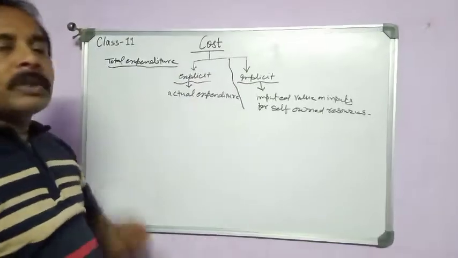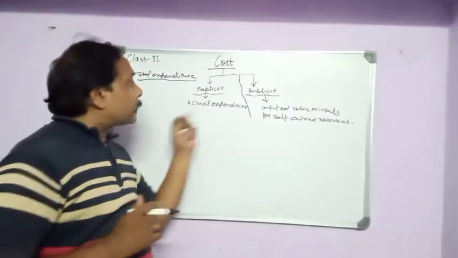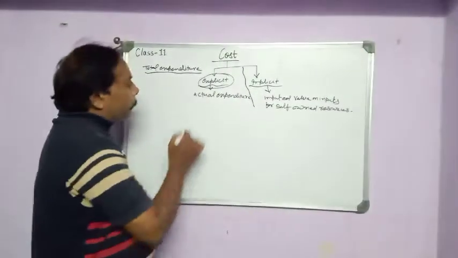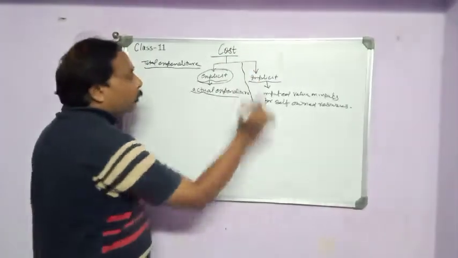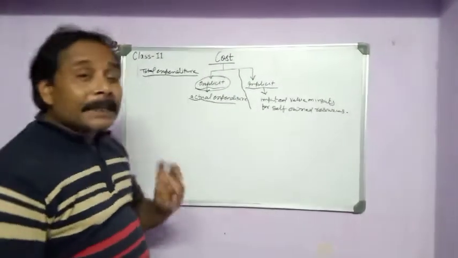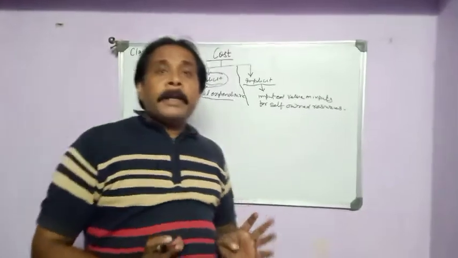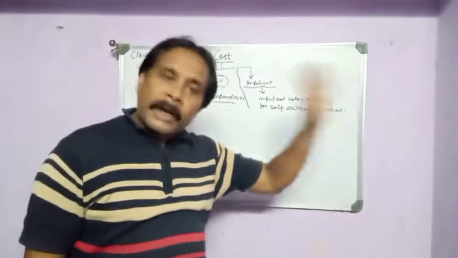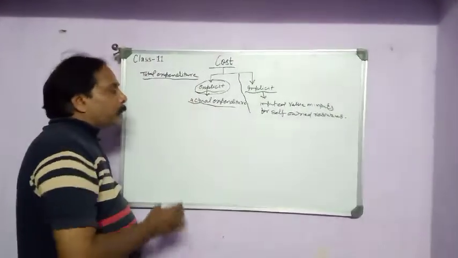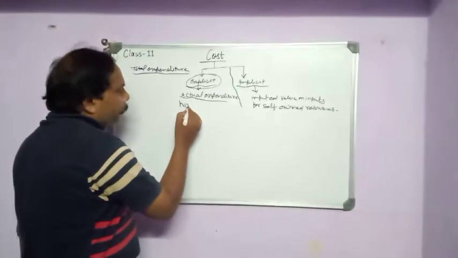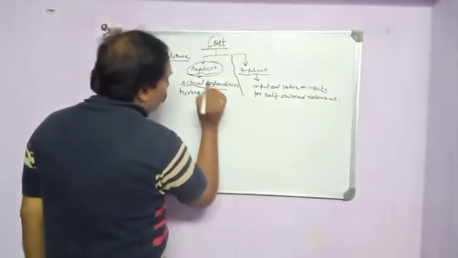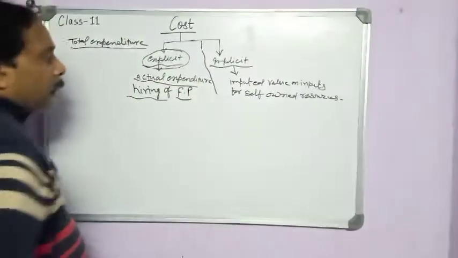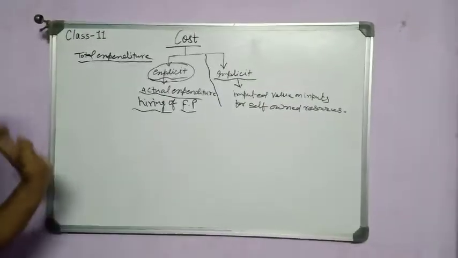So explicit costs are those cash payments. It is the cash payment, that's why I have written here actual expenditure. It is the cash payment of a producer which is made for hiring the factors of production to the outsider. So here two important things. First, hiring of factors of production, and this is made by the producer to the outsider.